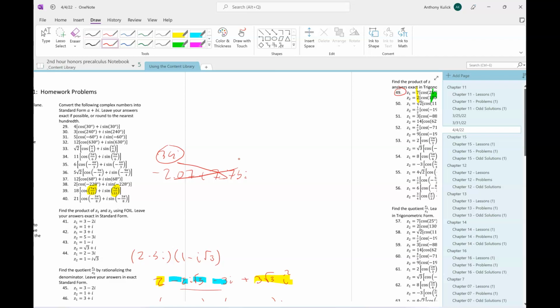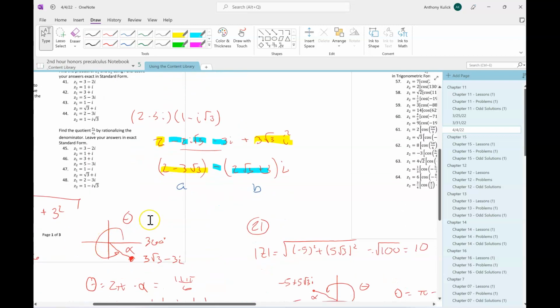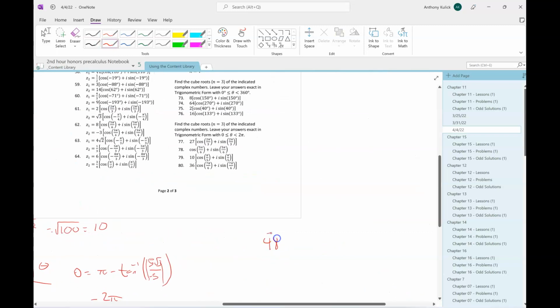Blake? Just one more question, number 48. So I want you to divide these by rationalizing the denominator. So 2 minus 3i over 1 minus i root 3. To do this, I'm just multiplying by the conjugate, so 1 plus i root 3. I'll multiply that top and bottom.